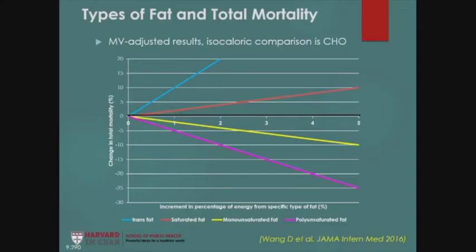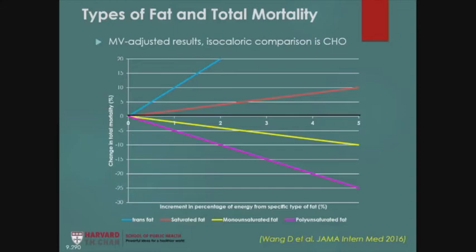This is a paper we published last year looking at our combined cohorts, about 130,000 men and women, looking at type of fat and total mortality. There are about 30,000 deaths here, so a lot of power, and type of fat, where we're using the cumulative updated average of all available dietary information up to the start of each 2-year follow-up interval, which gives us the best long-term average intake.